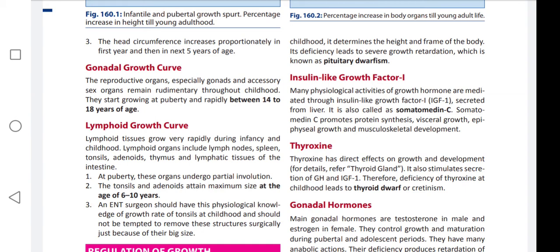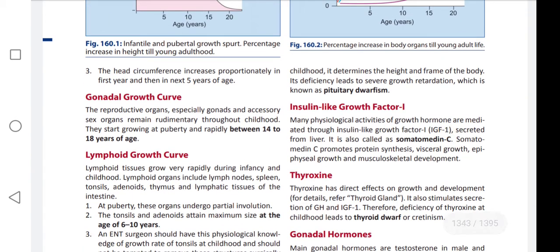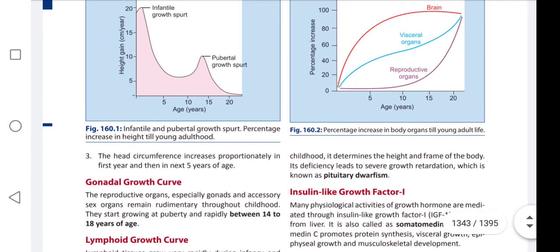What is the other name for insulin-like growth factor 1? Somatomedin C. What does it promote? Protein synthesis, visceral growth, epiphyseal growth, musculoskeletal development. The head circumference increases approximately in the first year and next in 5 years of age.